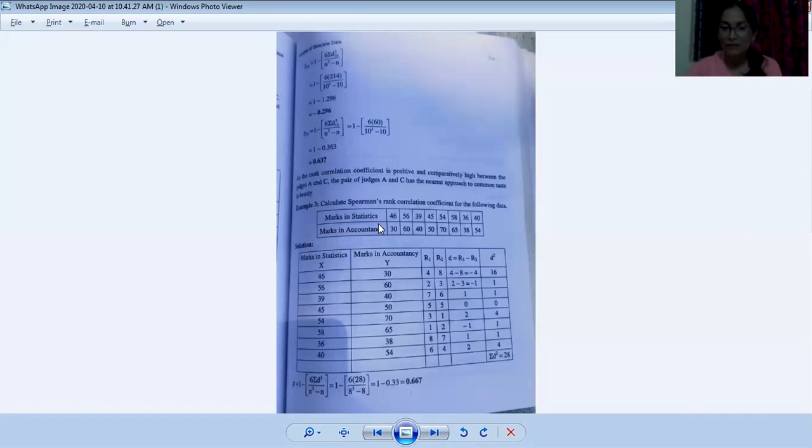In this case, we have two variables x and y, and the values are given, and we need to rank them. Here there is no repetition. All the values are unique, so the ranks also will not be repeated.